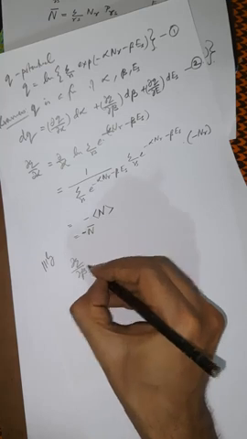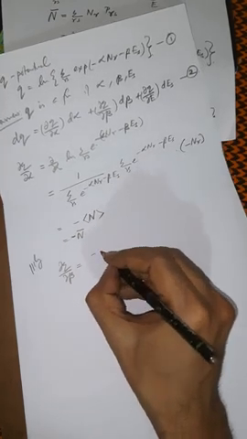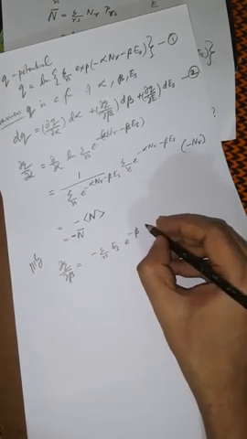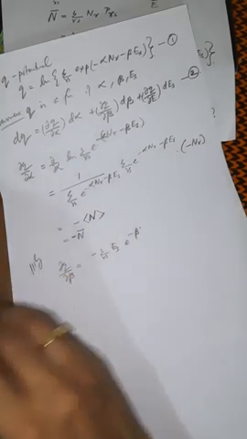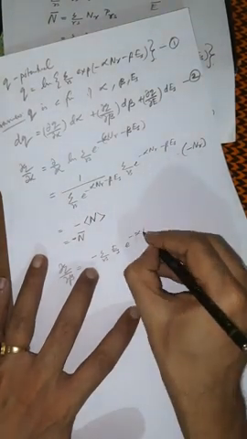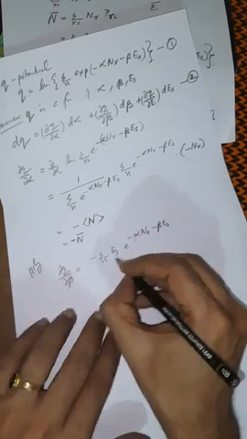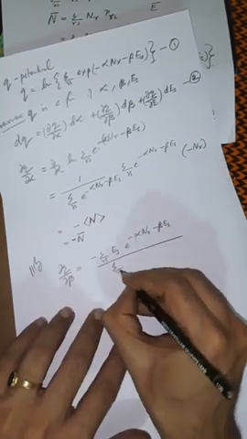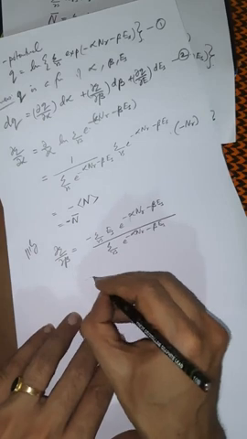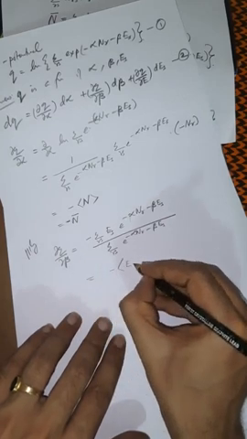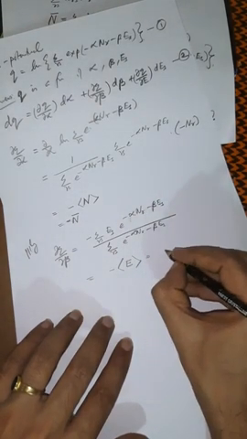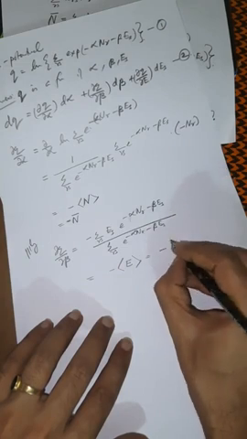you can try to find out the value of dou Q by dou beta. That will come out to be minus the sum over Rs of es into e raised to minus alpha nr minus beta es, divided by the sum over rs of e raised to minus alpha nr minus beta es, which is again the expectation value of the energy of the system, which I can write as minus E bar.